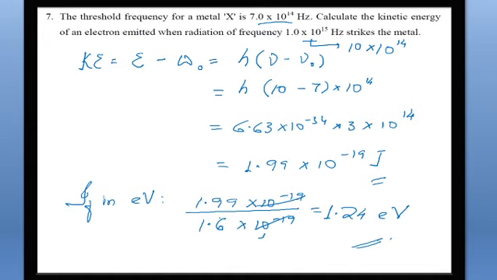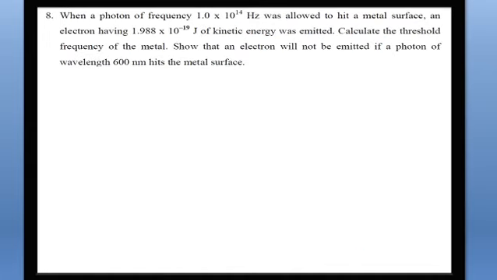Let's go to the next question quickly now. So we have question number 8, and it says when a photon of frequency this much was allowed to hit a metal surface, an electron having this much kinetic energy was emitted. So frequency is given to you, kinetic energy is given to you. Calculate the threshold frequency of the metal. Show that an electron will not be emitted if a photon of wavelength 600 nanometer hits the metal surface.